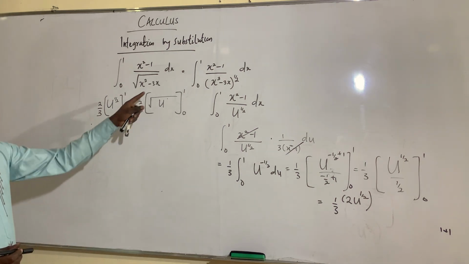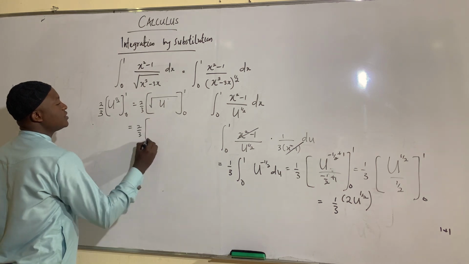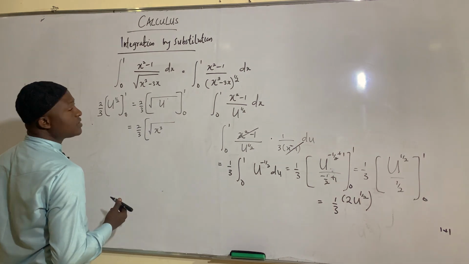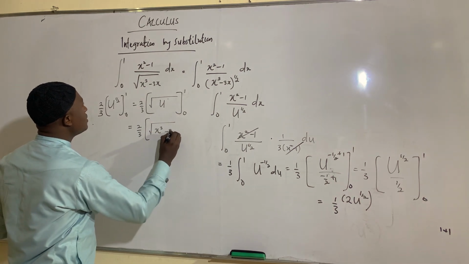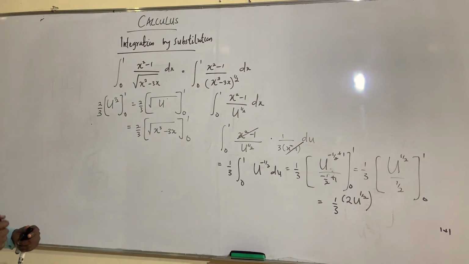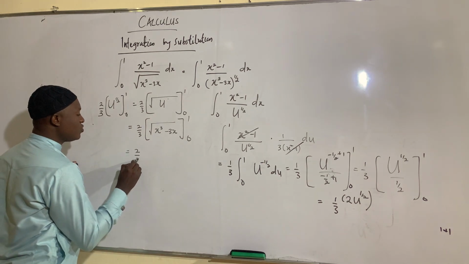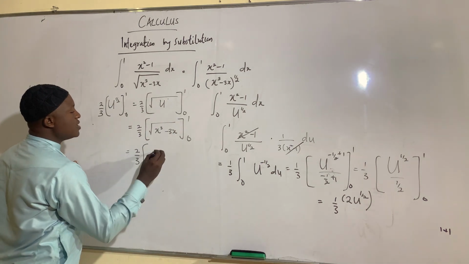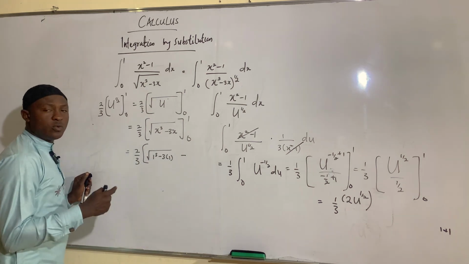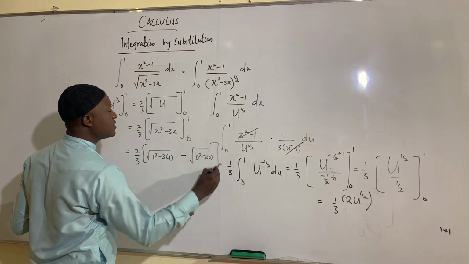But recall that our u is x cube minus 3x. So if I do that, I can have 2 over 3, then root of x cube minus 3x, from 1 to 0. So what does that mean? I will substitute the upper limit minus the lower limit as well. So here we have 2 over 3. Upper limit is 1. That is 1 cube minus 3 of 1, minus the lower limit 0, that's root of 0 cube minus 3 of 0, right?